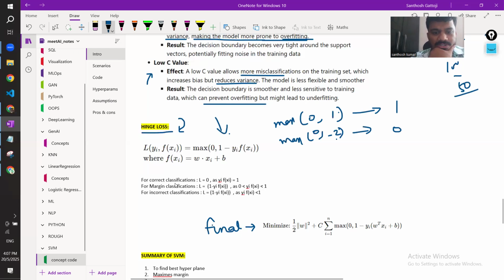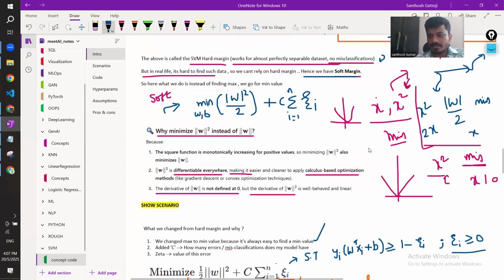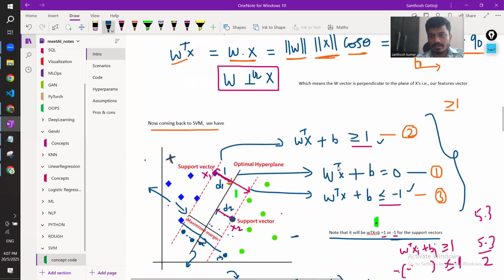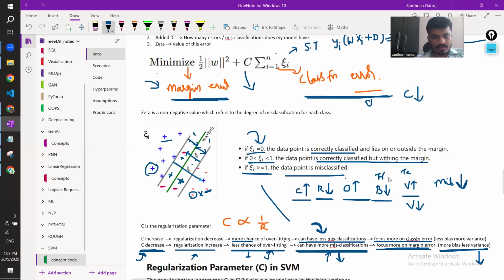So for correct classification, my loss will be 0. That means my yi f of xi will be 1. Why? Because if you see, yi f of xi is going to be 1 for these points, if they are correctly separable. So for these points, you are going to have 1.